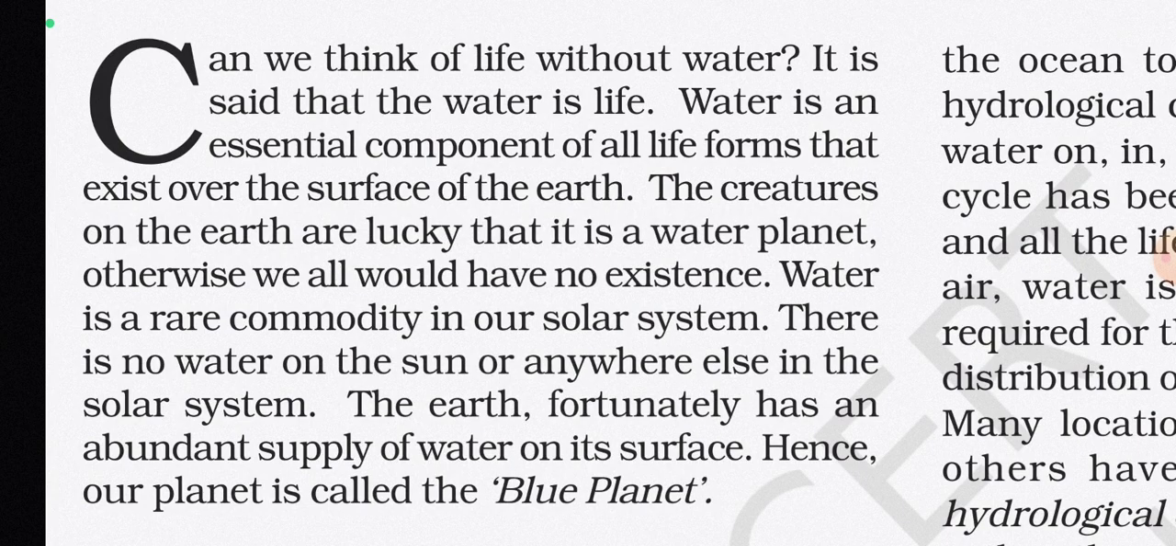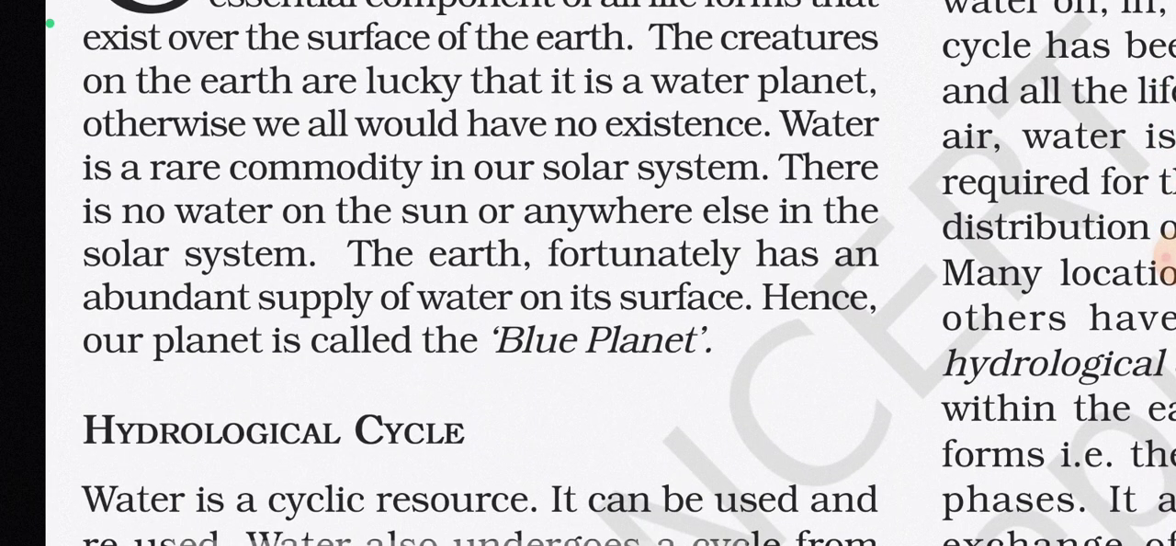Water is an essential component of all life forms that exist over the surface of the earth. The creatures on the earth are lucky that it is a water planet. Otherwise, we all would have no existence. Water is a rare commodity in our solar system. There is no water on the sun or anywhere else in the solar system. The earth fortunately has an abundant supply of water on its surface. Hence, our planet is called the blue planet.